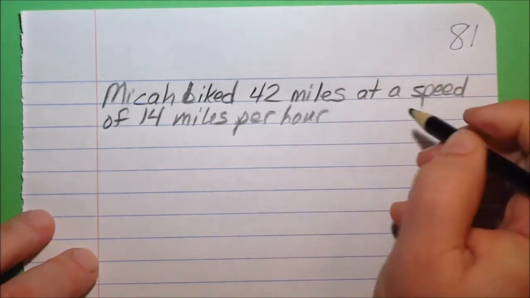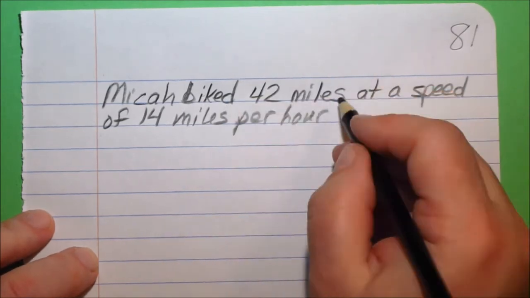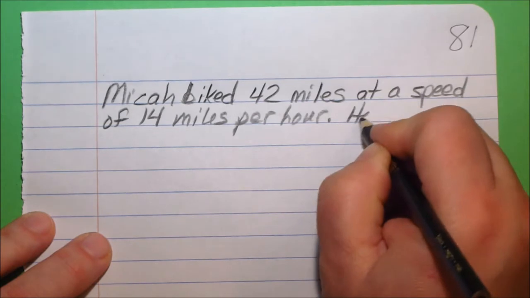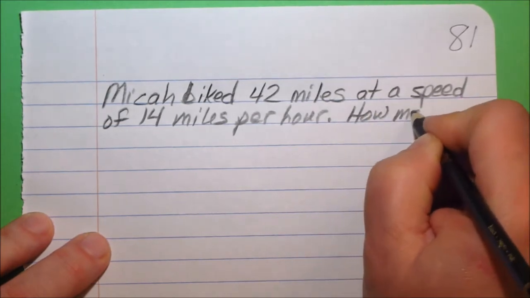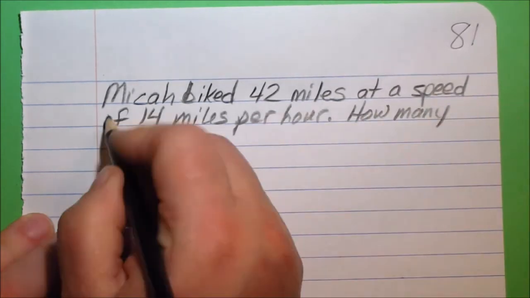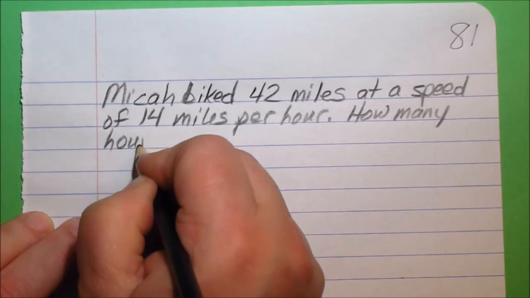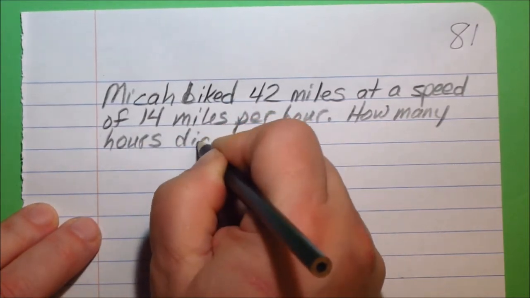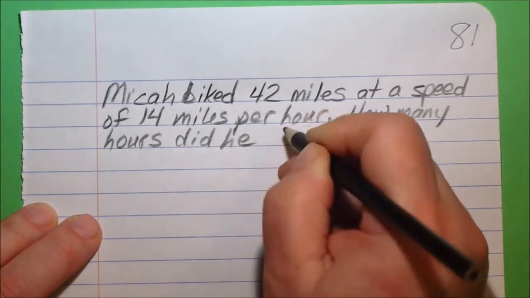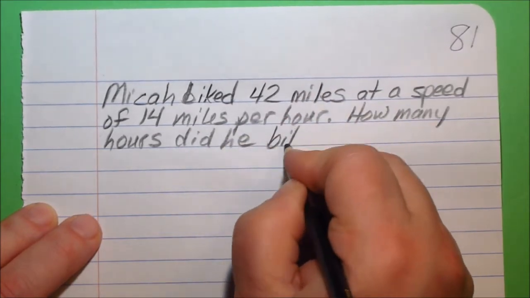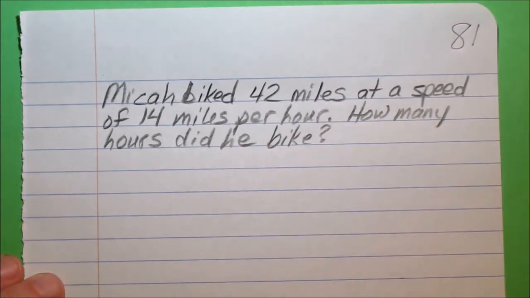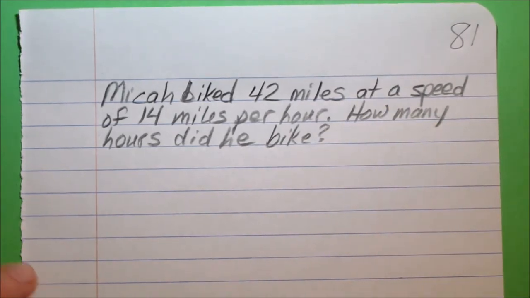Miles per hour. So it looks like we know how far Micah biked and what his rate was. How many hours did he bike? So it looks like we're looking for time, huh? All right, so step 1.